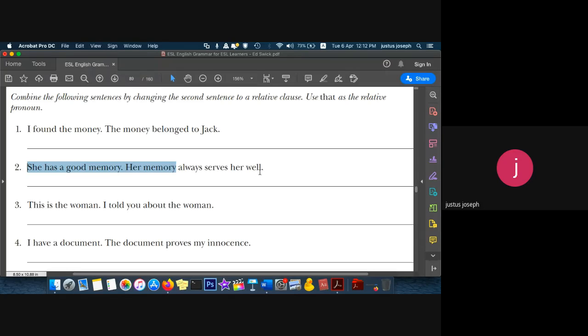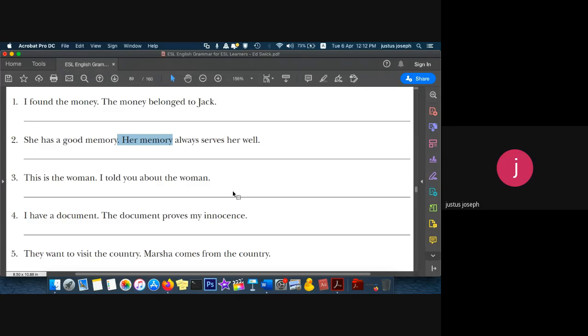Next one. She has a good memory. Her memory always serves her well. Anyone else other than Rashid and Ruben? She has a good memory, which always serves her well. Serves her well. Do not change the tense. If it is has, keep has; if it is serves, keep serves. All you need to do is change her memory to which. Okay. Good.